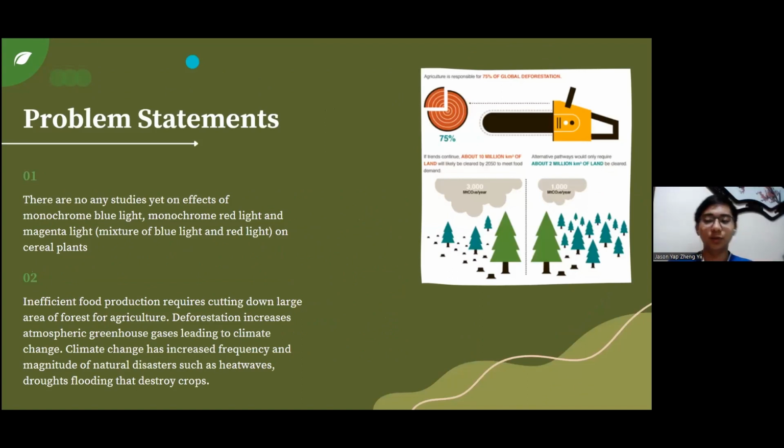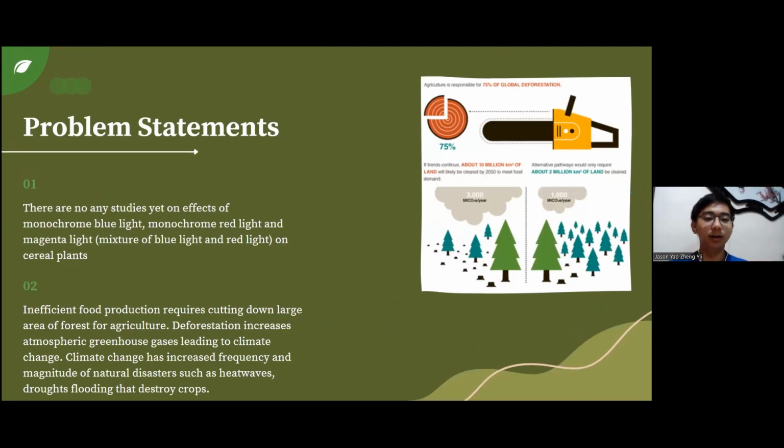The problem statements for this experiment are: 1. There are no studies yet on the effects of monochrome blue light, monochrome red light, and magenta light on cereal plants. The second problem statement is that inefficient food production requires cutting down large areas of forest for agriculture. Deforestation increases atmospheric greenhouse gases, leading to climate change. Climate change has increased the frequency and magnitude of natural disasters such as heat waves, droughts, and flooding that destroy crops.